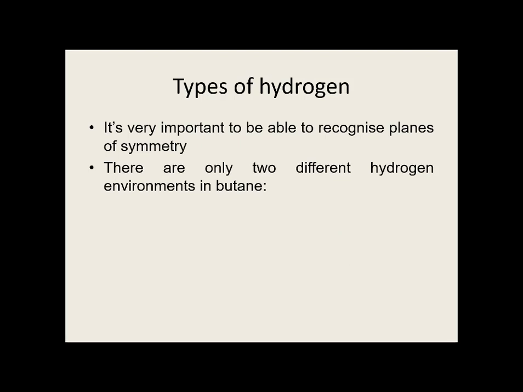The symmetry, or lack of symmetry in molecules, affects how many different chemical environments there'll be in the molecule. Let's look at the example of butane. There's a plane of symmetry in the middle of butane, so one half is the mirror image of the other. This means that the protons in the two methyl groups are all in the same chemical environment, and the protons in the two CH2 groups are all in the same environment. There are only two different chemical environments in butane.